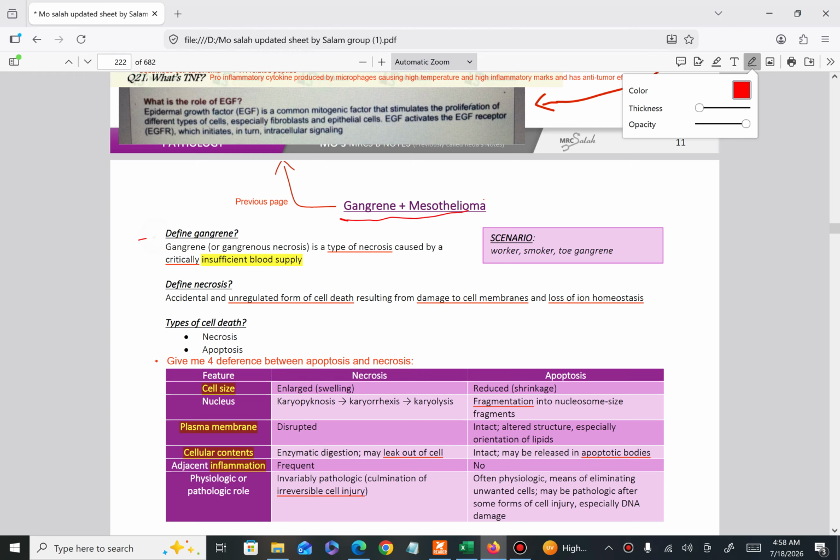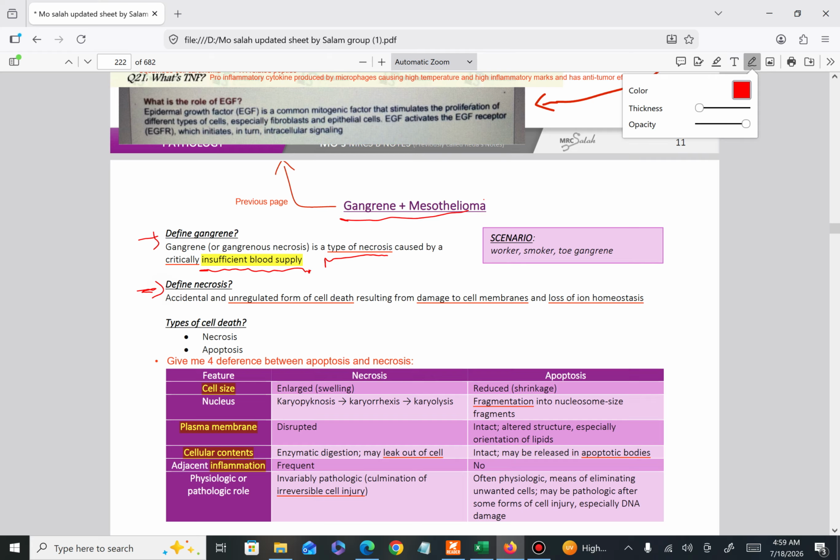So what is gangrene? Gangrene is basically a type of necrosis, which is caused by critically insufficient blood supply. So gangrene is a type of necrosis which is due to ischemia or insufficient blood supply. Now we will define necrosis.